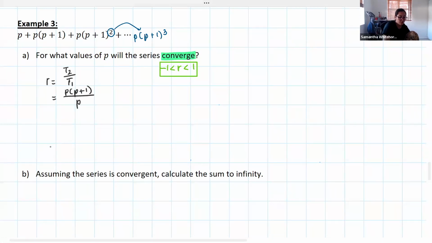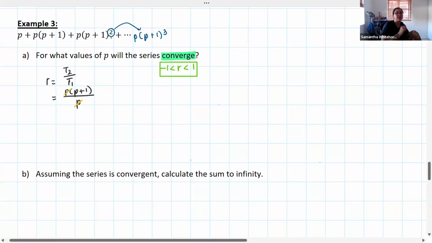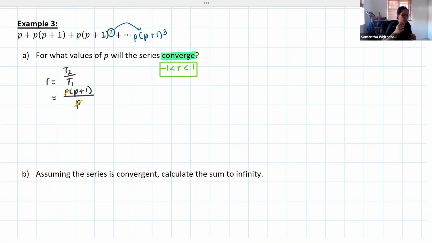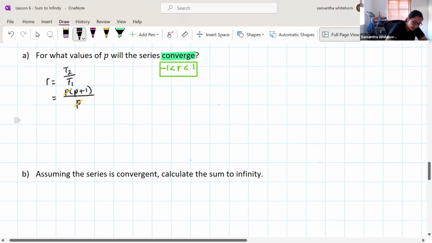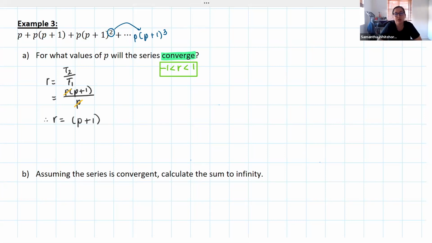What we can see now, grade 12s, is that the p's divide away because p divided by p is 1. So those essentially go. And so all we're left with as our R value is that bracket, (p plus 1). And that's exactly what I said earlier. We can see that the bracket is the thing that's being affected as we go from term to term. So that's going to play a role in my R.